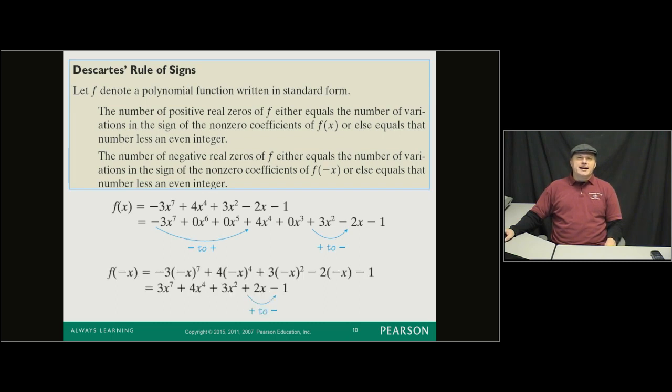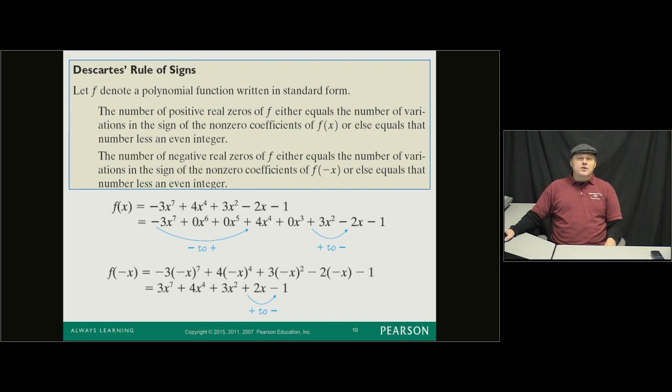Now let's look at f of negative x. So you do the math: negative 3 times negative x to the 7th plus 4 times negative x to the 4th plus 3 times negative x squared plus minus 2 times negative x minus 1. When you do the math, there are no sign changes until you get to the very end. At the end, going to the minus 1, there's only 1 sign change.